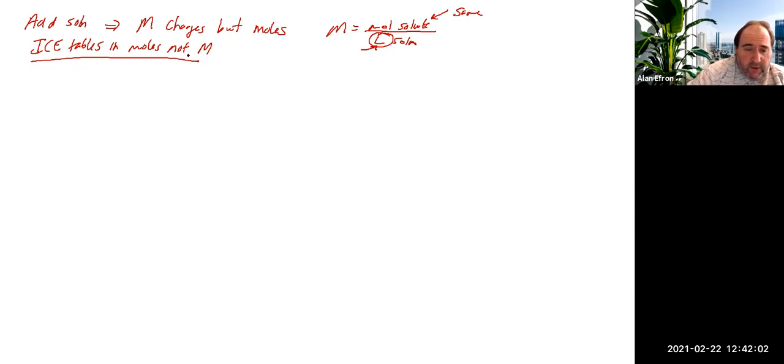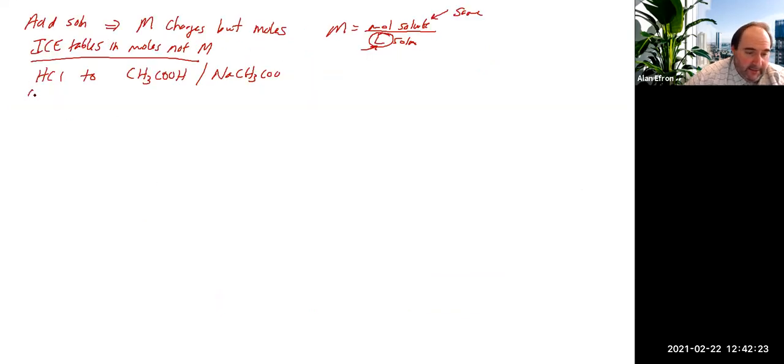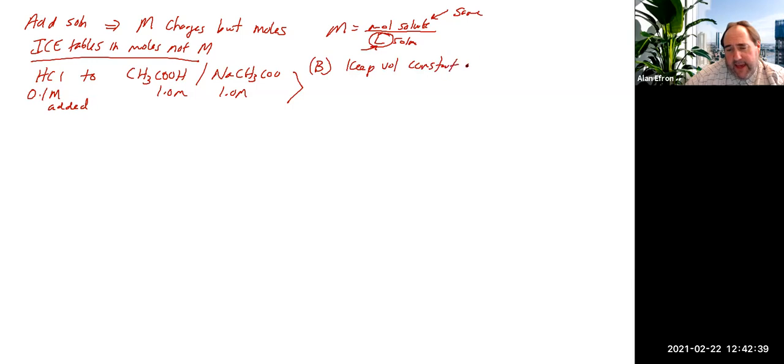So we're going to then, in this case, add some hydrochloric acid to our buffer, and it's going to be the same buffer we were just using. Those values there were 1 molar of each of those, and we're adding 0.1 molar HCl. 0.1 molar HCl is being added, and we have 1 molar of this one and 1 molar of this one. And specifically for part B, it says keep the volumes constant at 1 liter.